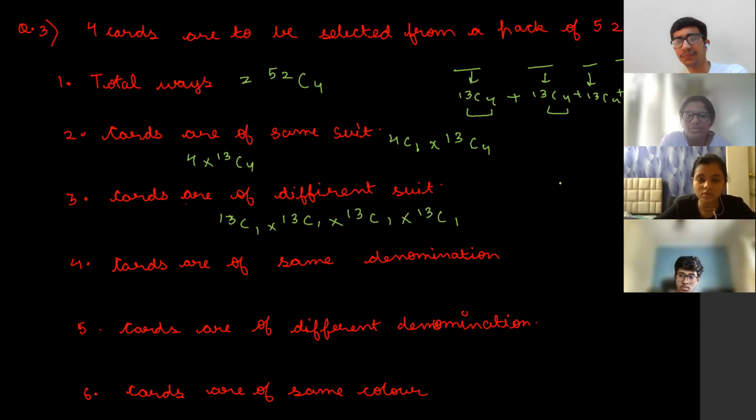Can't you just subtract the parts of the same suit from the total ways? You can do that. That's good. 52C4 minus 4 into 13C4, right? That will also give the same answer.